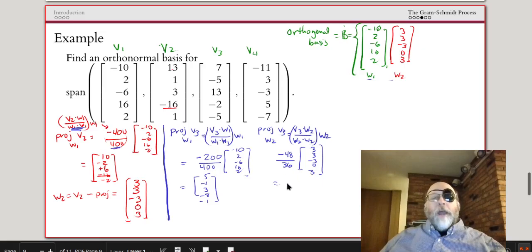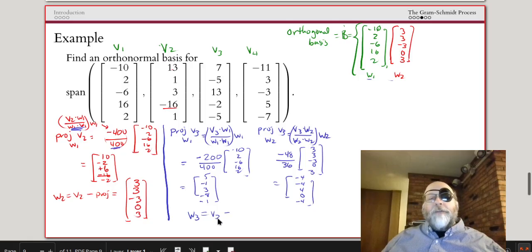Well, this works out nicely because negative 48 over 36 is negative 4/3, and the 3s cancel. And so we end up with negative 4, negative 4, positive 4, 0, and negative 4. W3 is V3 minus these two projections.